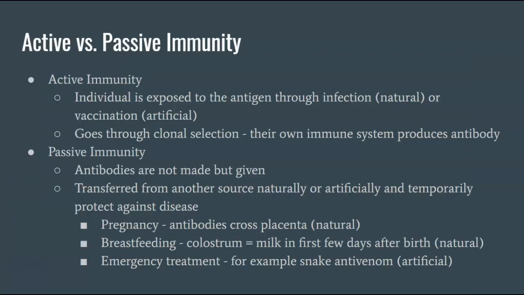I lied. This is like the last bit, talking about immunity and vaccines. So active versus passive immunity. Active immunity is when you are exposed to the antigen through infection or vaccination, and you go through clonal selection. So your own immune system produces the antibody. That's active. Passive immunity is when antibodies are not made but are given. This can be transferred from another source naturally or artificially, to temporarily protect against disease. So this could be done like during pregnancy or during breastfeeding, or an emergency treatment like if you were trying to get snake antivenom.